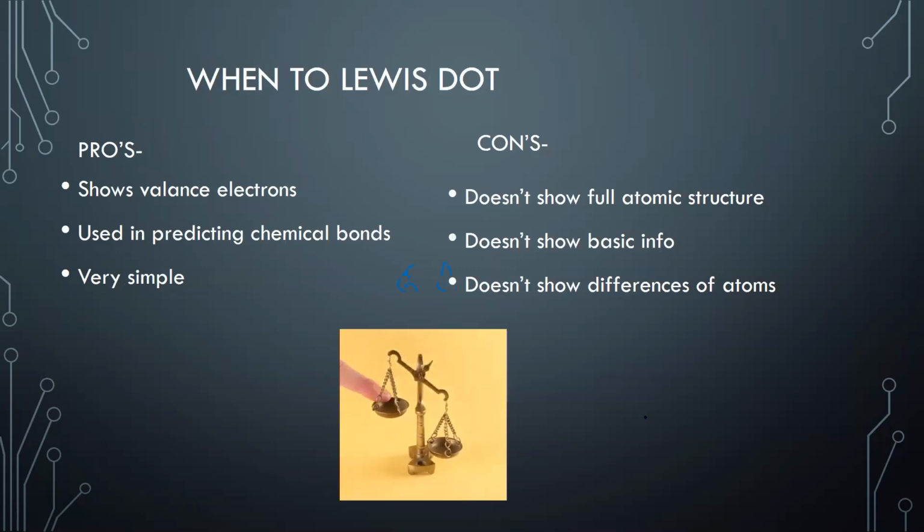So what's good about a Lewis dot structure is it just shows you what you need to know sometimes. The valence electrons, that's going to be used to help you understand how they're going to bond. It's a very simple, easy way to get a good amount of information very quickly.